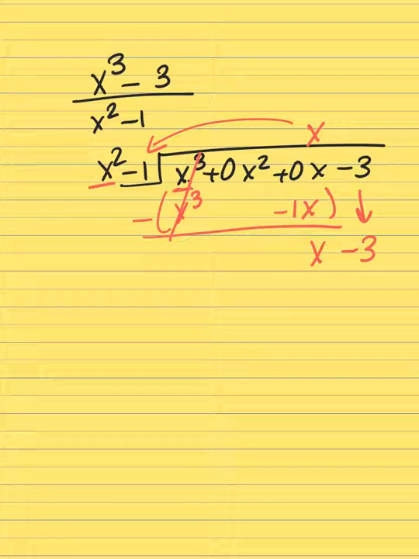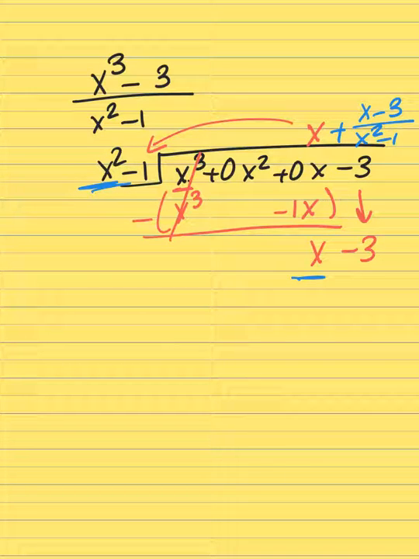Now the question is this. Can x squared go into x? Can I multiply x squared by anything that's going to give me x? No. So that's it. This is my remainder. So it becomes x minus 3 is my remainder over the outside, which is x squared minus 1. And that's my answer.